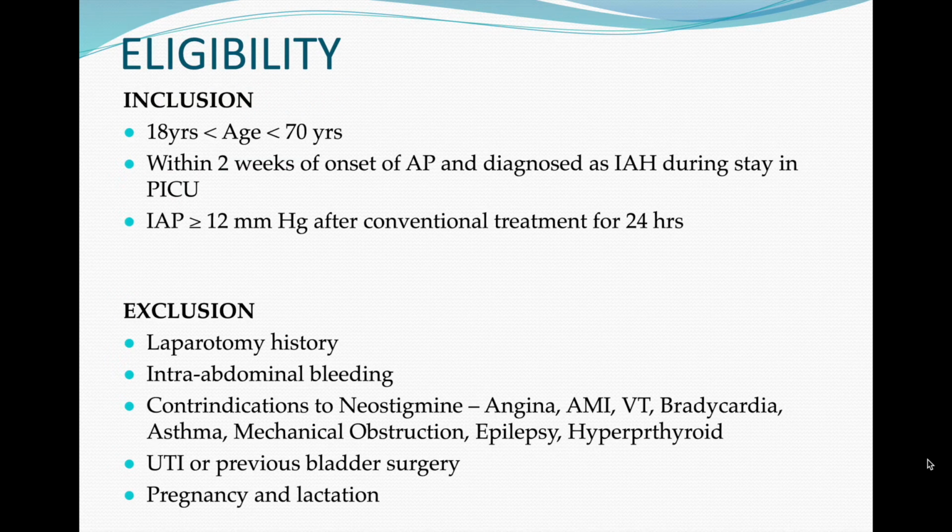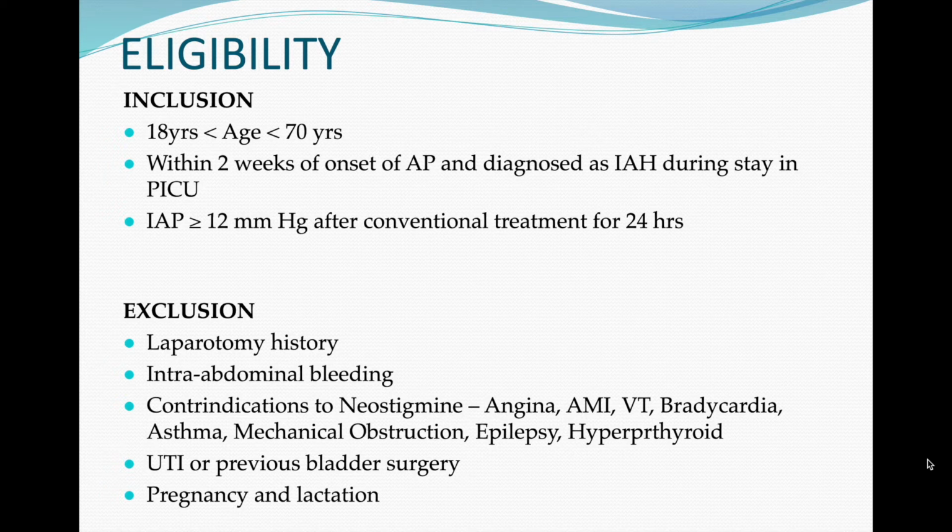So the eligibility of who could be enrolled in this study were that the age should be between 18 and 70 years. It should be within 2 weeks of onset of acute pancreatitis and diagnosed as IAH, intra-abdominal hypertension, during stay in pancreatic ICU. Now, as we know, IAH is IAP more than 12 mmHg after conventional treatment for 24 hours. That is a persistent increase in IAP over 12 mmHg is called IAH. So this has to be the inclusion criteria.